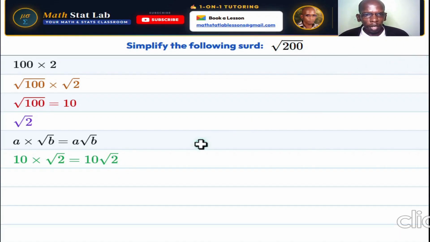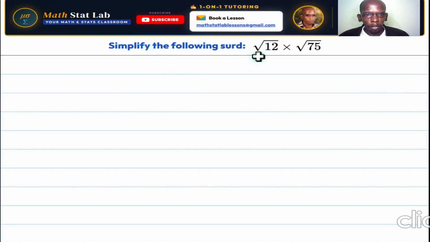So can we try another example? In this one we are told to simplify the root of 12 multiplied by the root of 75. And as usual, let's start with the root of 12. The root of 12, we can write 12 in its factor form.